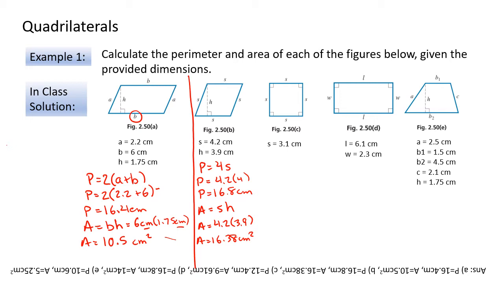In number C, your perimeter is again 4 times s, which is 3.1 times 4. I did those backwards, but you can put them in any order you'd like. And that gives you 12.4 centimeters. Your area is simply s times s, or the way I wrote it, s squared. Either way you want to visualize that is fine with me. So your area is equal to 3.1 squared, which is equal to 9.61 centimeters squared.